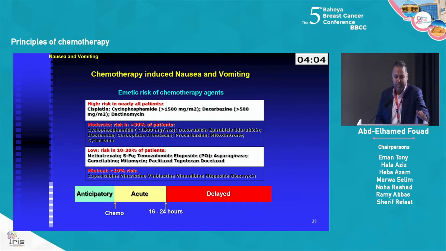Acute emesis occurs within 16 to 24 hours after infusion of chemotherapy, and delayed vomiting occurs after more than 24 hours. Based on the emetic risk of chemotherapeutic agents, they are classified as high risk, which occurs mainly in all patients, especially with cisplatin and high dose cyclophosphamide above 1.5 gram. Moderate risk occurs in more than 30% of patients, low risk occurs in 10 to 30% of patients, and minimal risk has less than 10% risk of developing emesis.